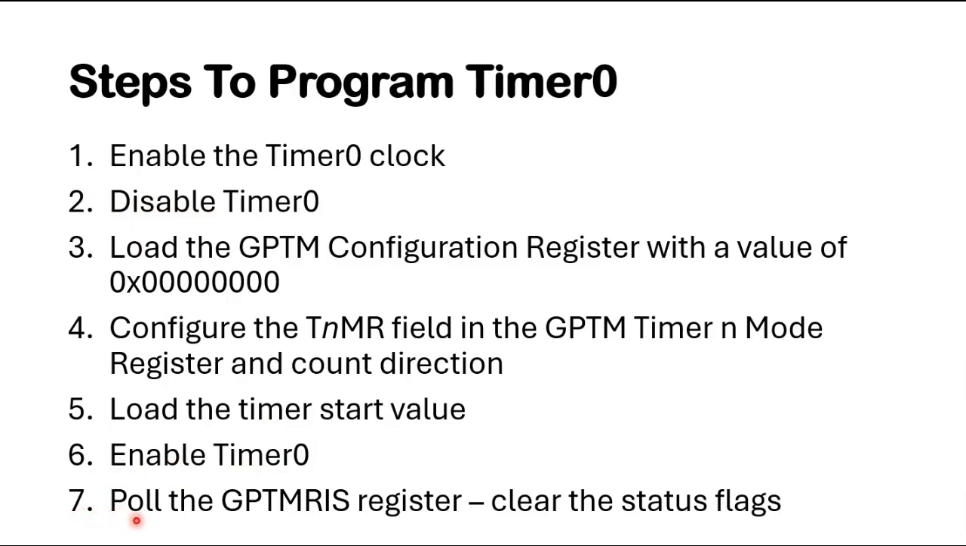And then step 7, we poll. That means we check the GPTM RIS register. Remember we mentioned this register earlier. And then clear the status flag in this register.